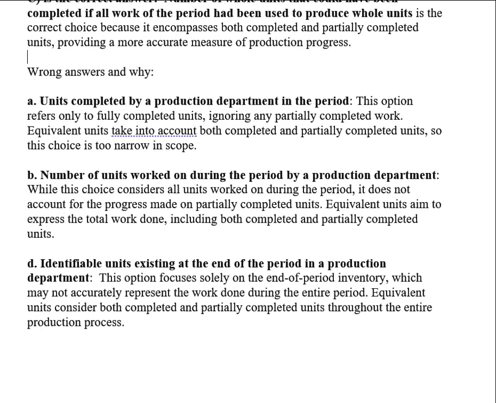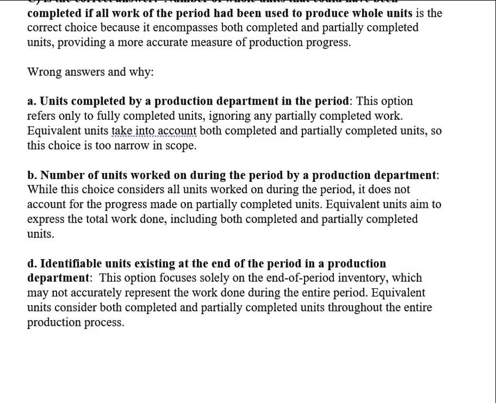All right, B is also incorrect. B says the number of units worked on during the period by a production department. It does consider all the units, but it doesn't account for the progress made on the partially completed units. And remember that equivalent units aims to express the total work done, including both completed and partially completed units.